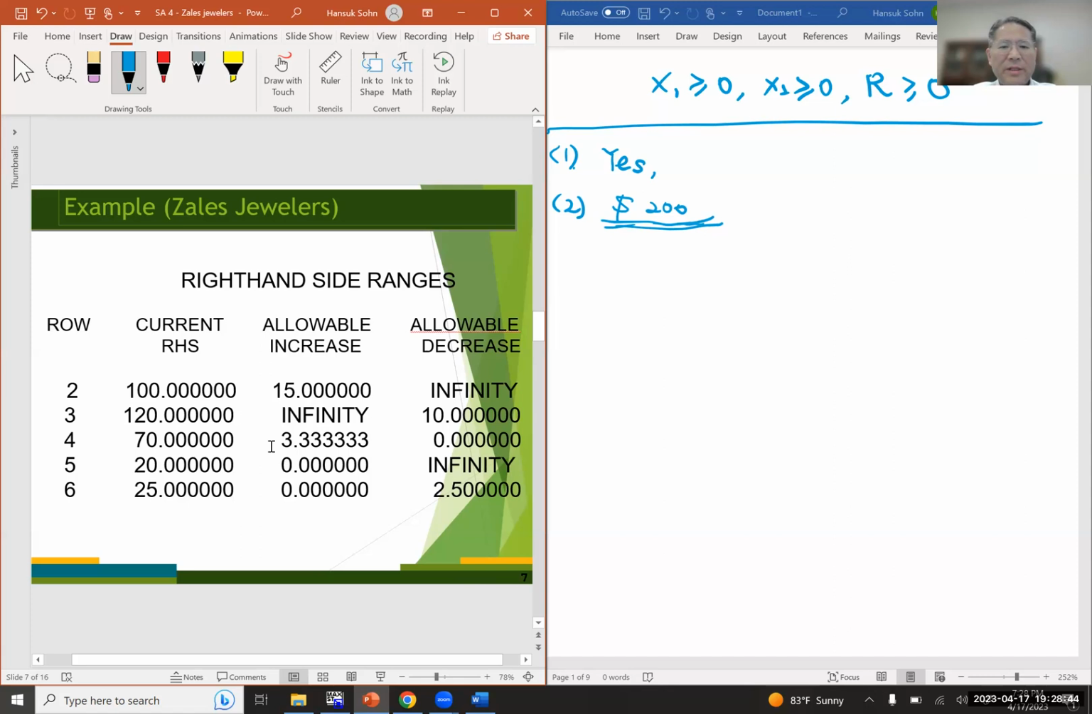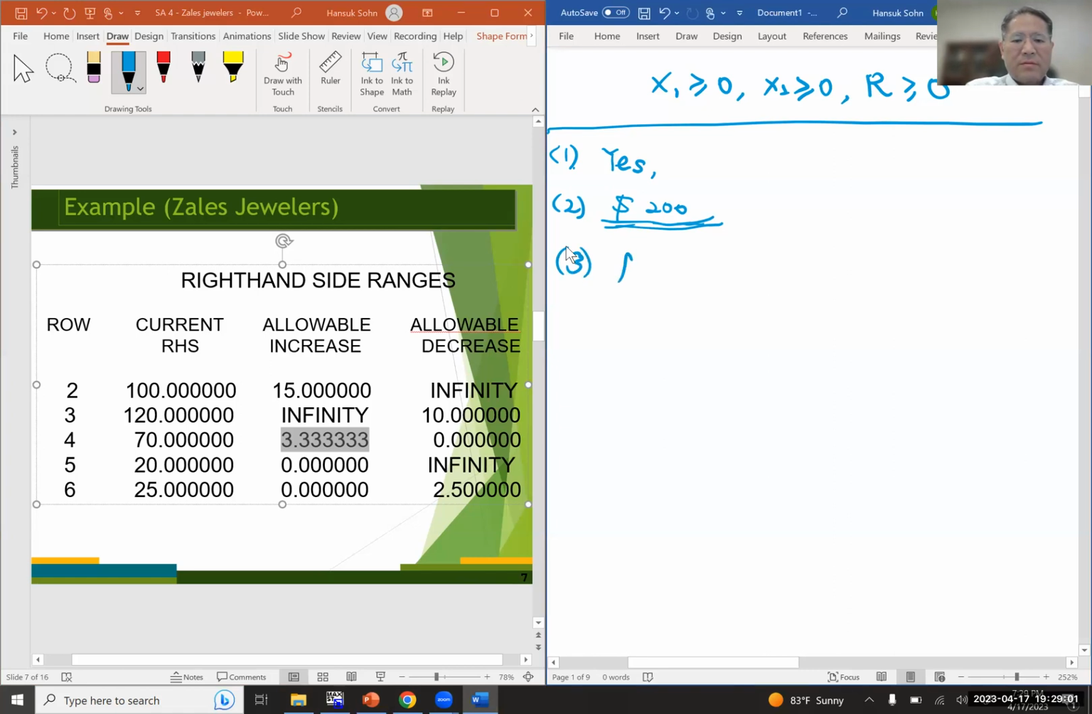The allowable increase in the right-hand side range is 3.33. So we may say that for up to 3.3333 hours, the answer in number 2 is valid, okay? Does that make sense?